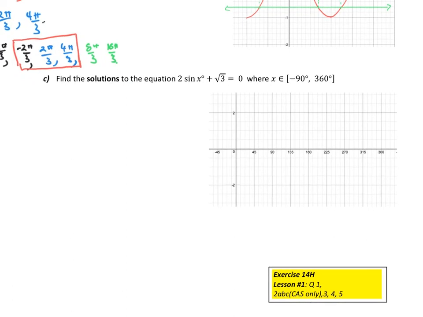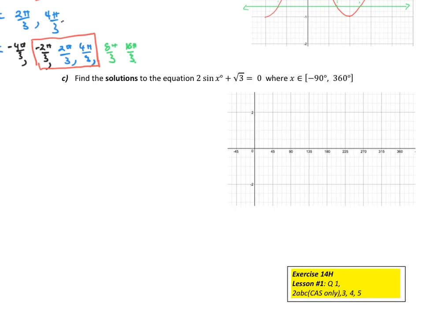Find solutions to the equation 2 sine x plus root 3 equal to 0 between -90 and 360. So this time we've been given a domain in degrees, so we can work in degrees. All right, same sort of thing. So let's rearrange this. 2 sine x equals negative root 3. Sine x is equal to negative root 3 on 2.